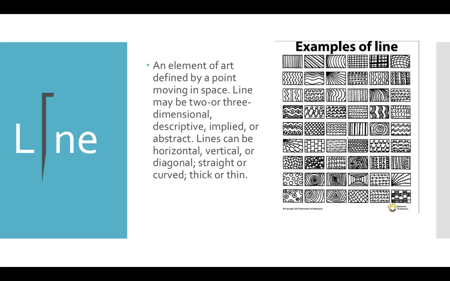Lines can be merely just a point, or it could be something that's more 2 or 3 dimensional. You can have lines that are very explicit or some that are implied. You can have lines that are in all sorts of directions, such as horizontal, vertical, diagonally, straight, or curved. And of course, you can change whether they are thick or thin.